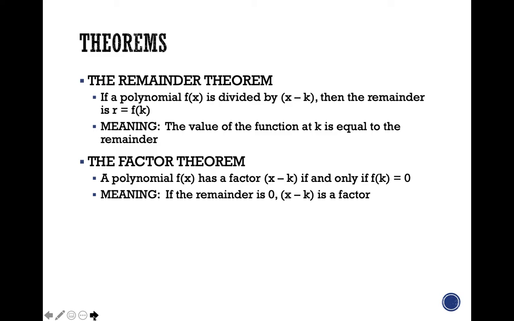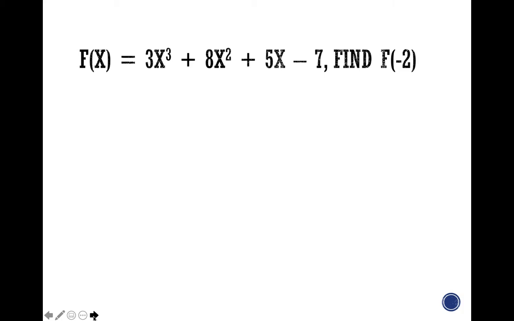And then as always, we'll give you a homework assignment to get a little practice with. So let's begin with the remainder theorem and an example of that. If we had some function, f of x is equal to 3x cubed plus 8x squared plus 5x minus 7, and we wanted to evaluate f of negative 2, well, we could do this algebraically. I could just plug in a negative 2 for x.